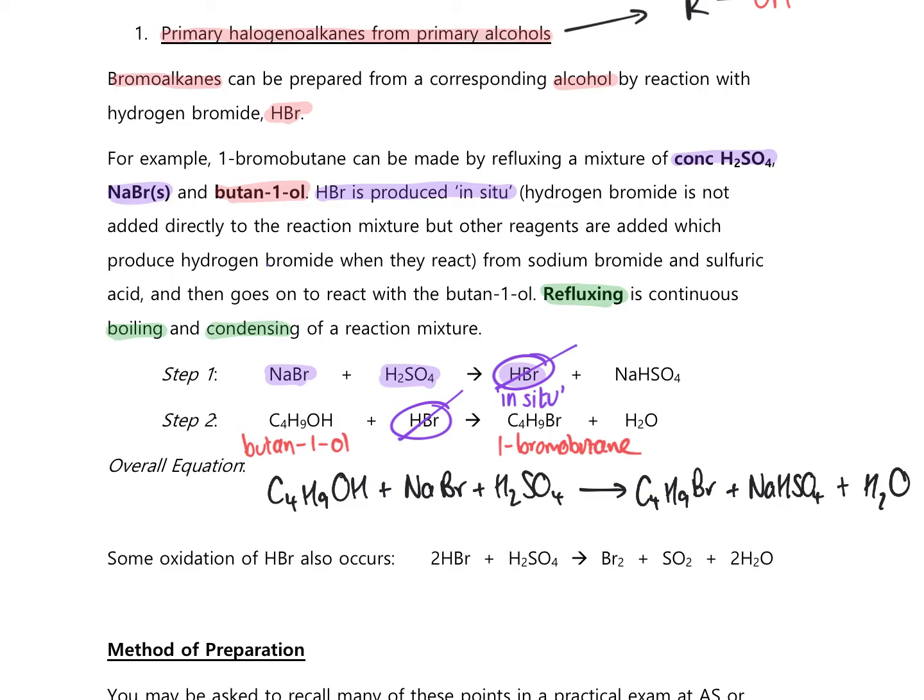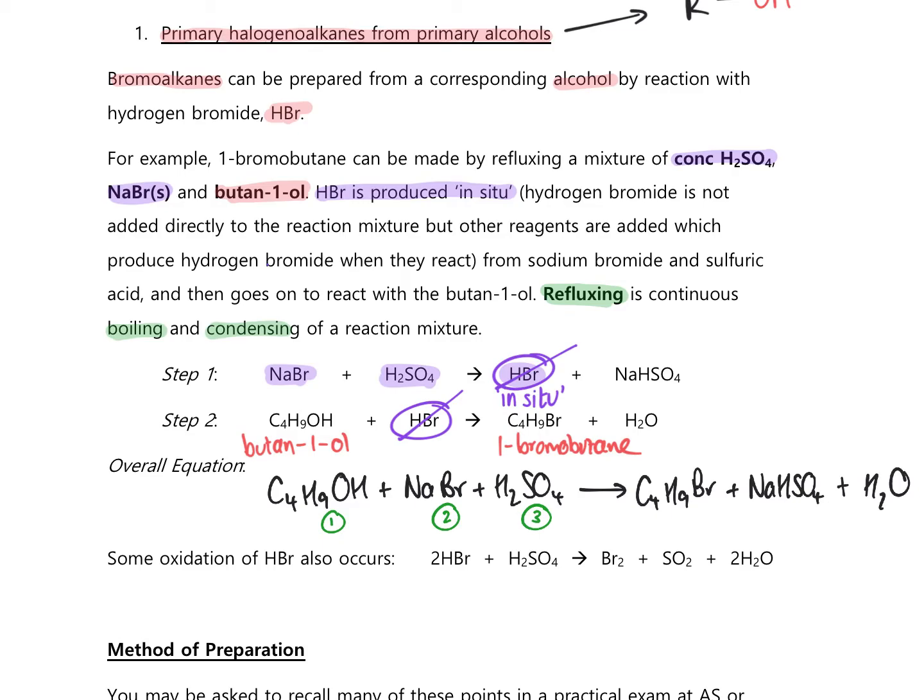So that's your overall equation, and I'm going to actually number these reactants 1, 2 and 3, and I'll come back to that in the method. You'll see in the next couple of pages we're going to look very closely at the method for this reaction and explain why we do each step, and we'll just highlight those reactants as reactant 1, 2 and 3.